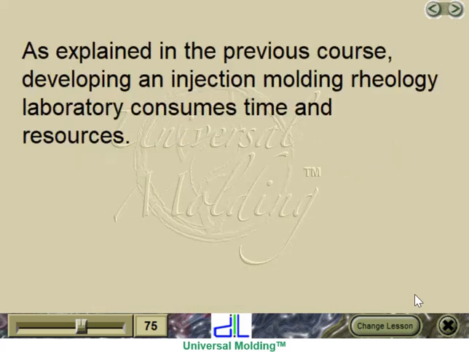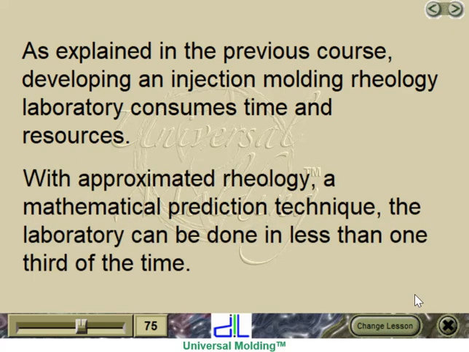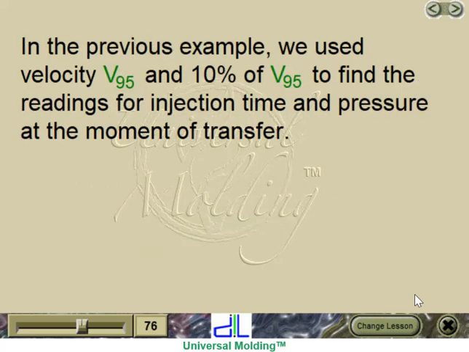Approximated graph. As explained in the previous course, developing an injection molding rheology laboratory consumes time and resources. With approximated rheology, a mathematical prediction technique, the laboratory can be done in less than 1/3 of the time. In the previous example, we used velocity V95 and 10% of V95 to find the readings for injection time and pressure at the moment of transfer.